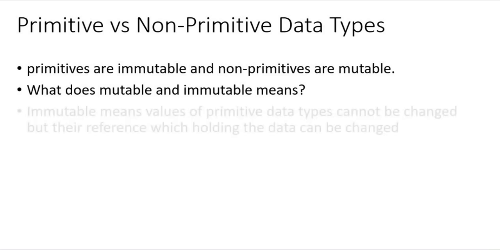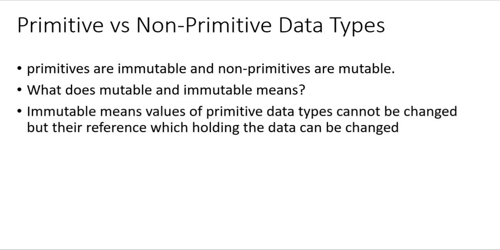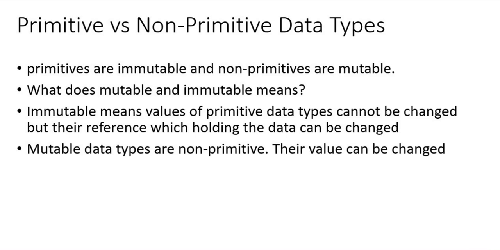Immutable means the value of primitive data types cannot be changed, but their reference, which is holding the data, will be changed. Reference is in the memory. It will not directly change the primitive data types, but will change its reference. Mutable data types are non-primitive. Their values can be changed.